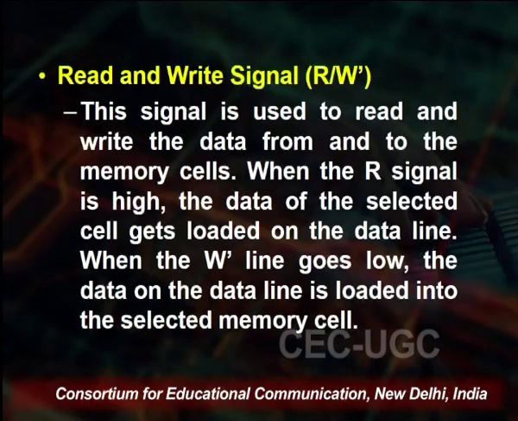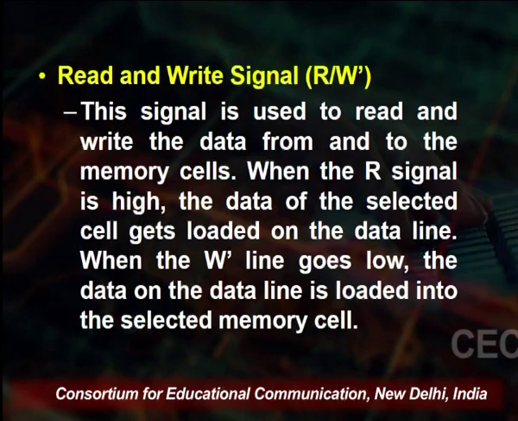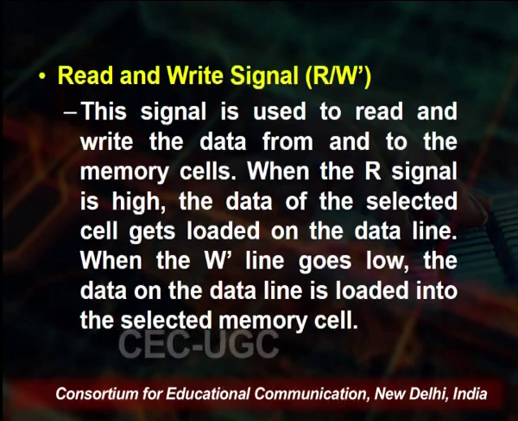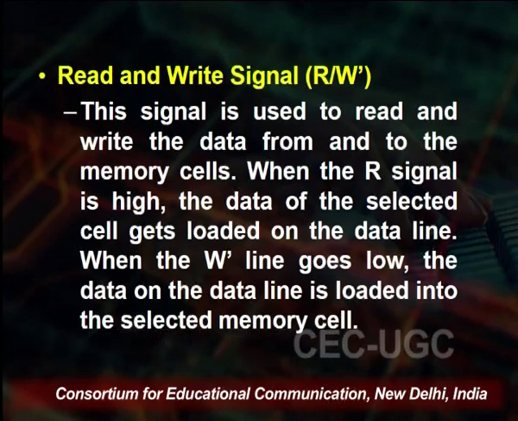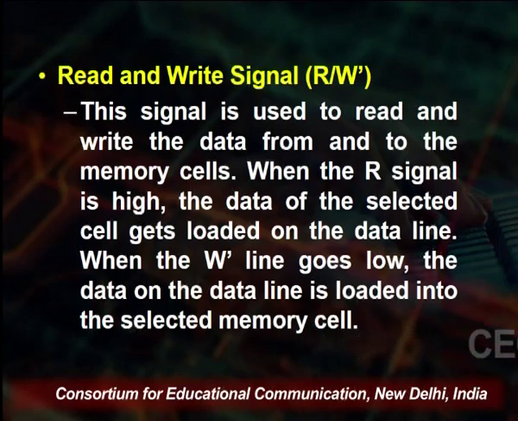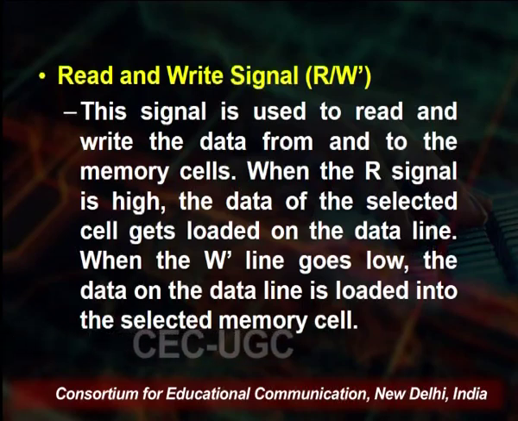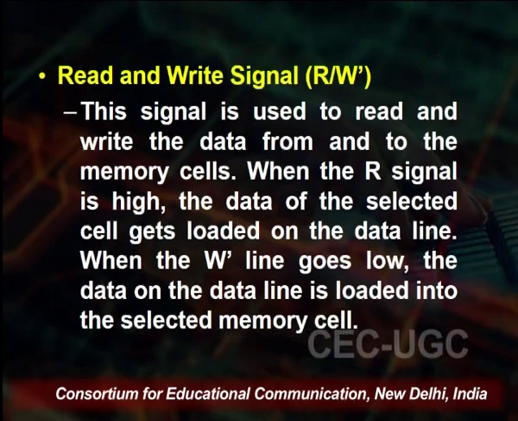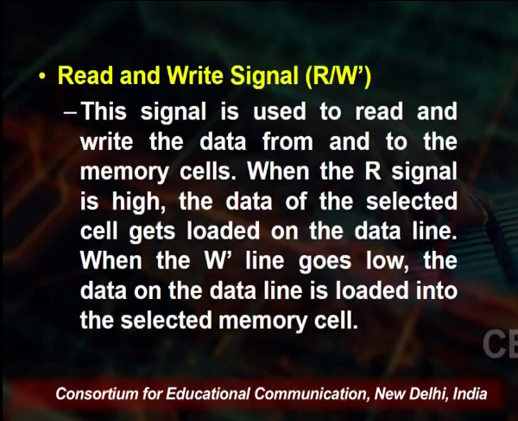Next are the read and write signals. These signals are used to read and write the data from and to the memory cell. When the R signal is high, the data of the selected cell gets loaded on the data line. When the W line goes low, the data on the data line is loaded into the selected memory cell. So the read and write signals are used to read and write the data in the memory cell.